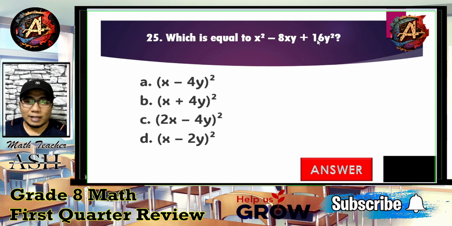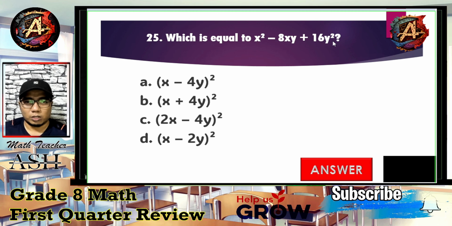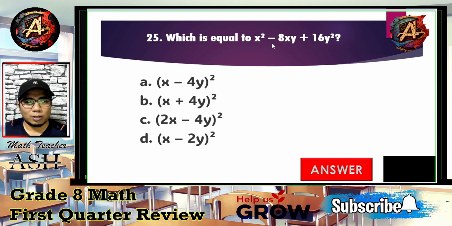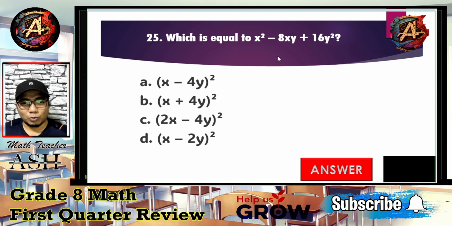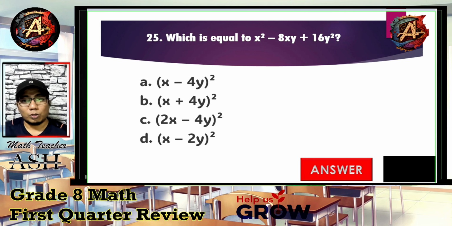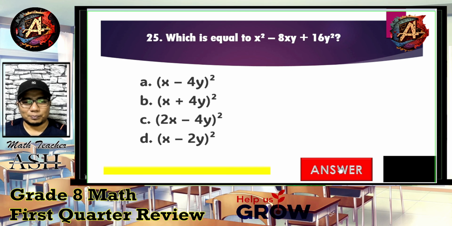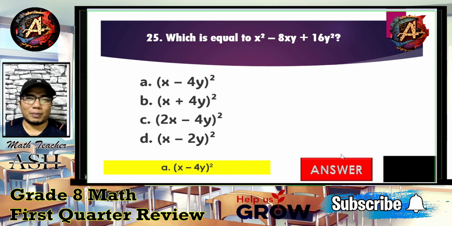Then you have the last term, which is 16y squared. The square root of 16y squared is 4y. However, if we check the middle term, the sign of the middle term is subtraction. So therefore, in our square of a binomial, this is also the sign that we will follow, minus. So the correct answer is letter A. Alright, we are correct, my dear math learners.